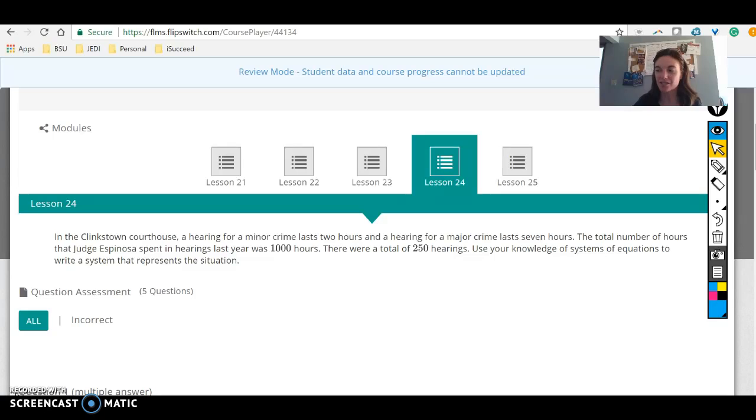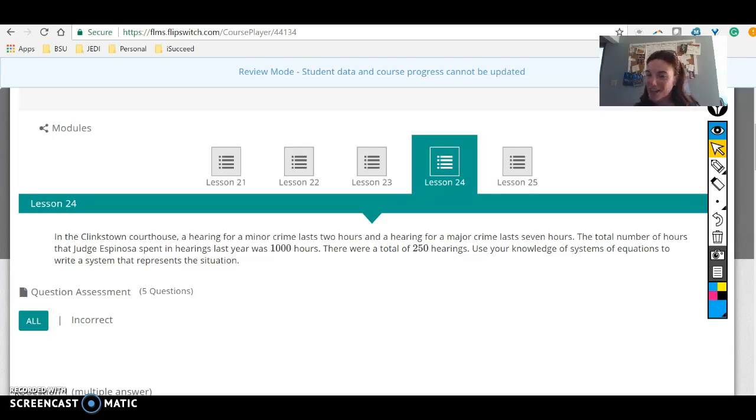So here's our situation. In the Clinkstown courthouse, a hearing for minor crimes lasts 2 hours and a hearing for major crimes lasts 7 hours. The total number of hours that Judge Espinosa spent in hearings last year was 1,000 hours. There were a total of 250 hearings. Use your knowledge of systems of equations to write a system that represents the situation.